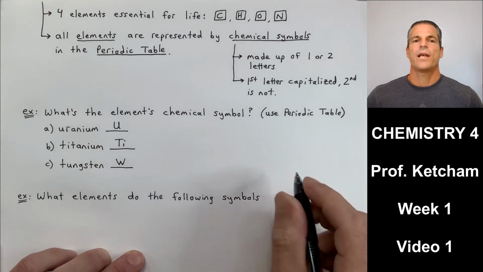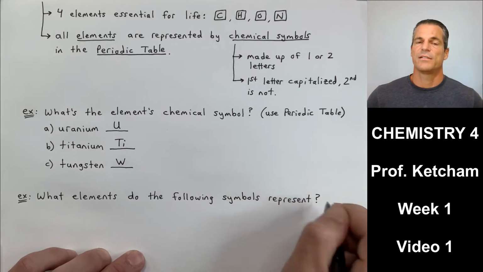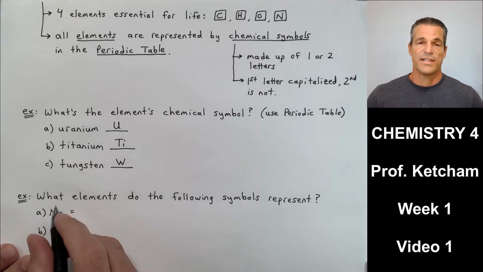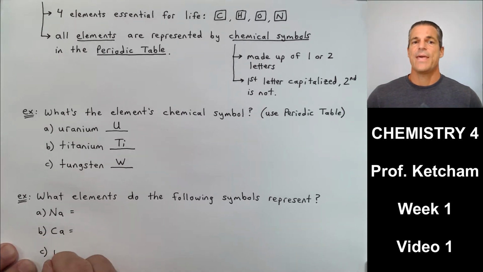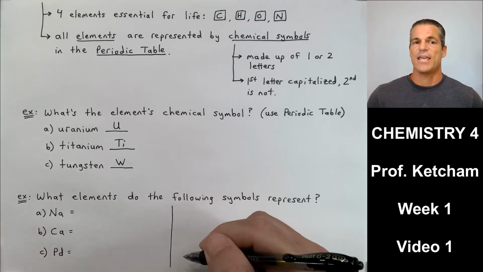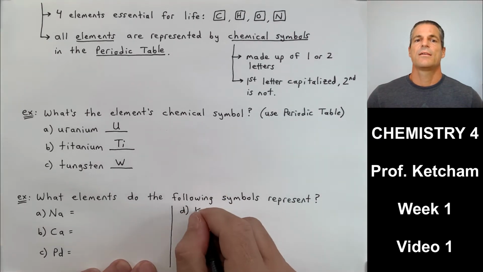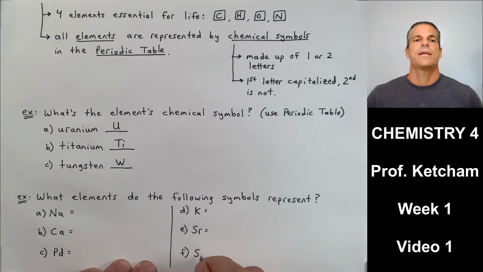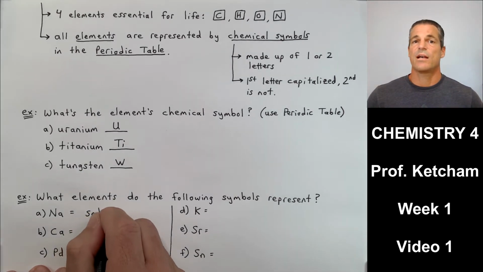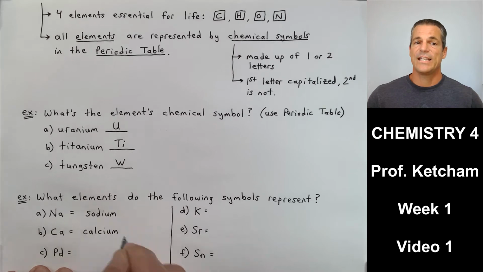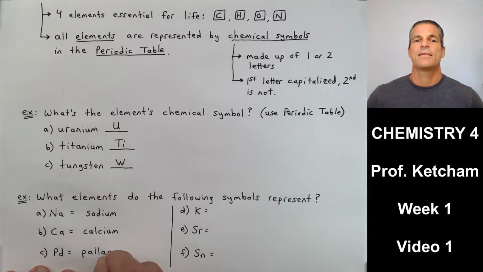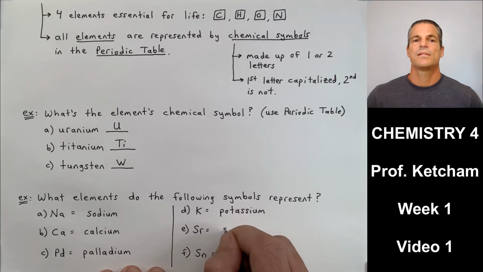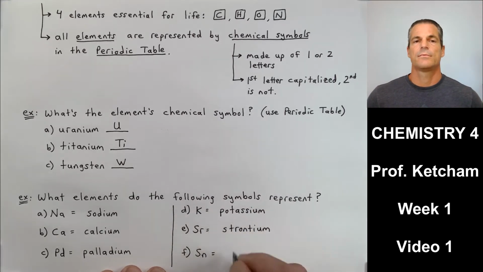Example, what elements do the following symbols represent? So now we're going to go the other way. We're given the symbols. What's the name? Na, Ca, Pd, K, Sr, and Sn. Na is sodium, Ca is calcium, Pd is palladium, K is potassium, Sr, strontium, Sn is tin.